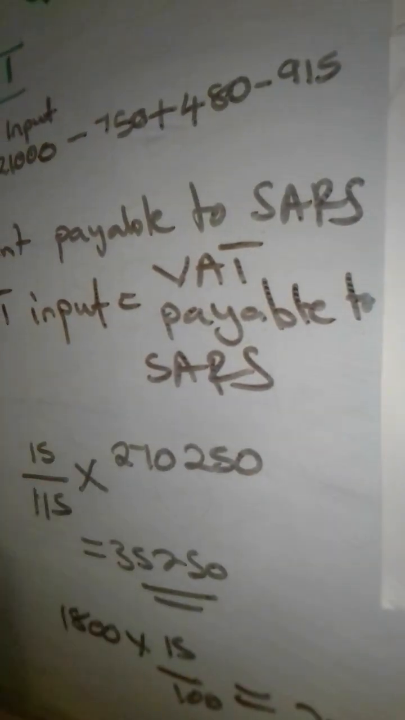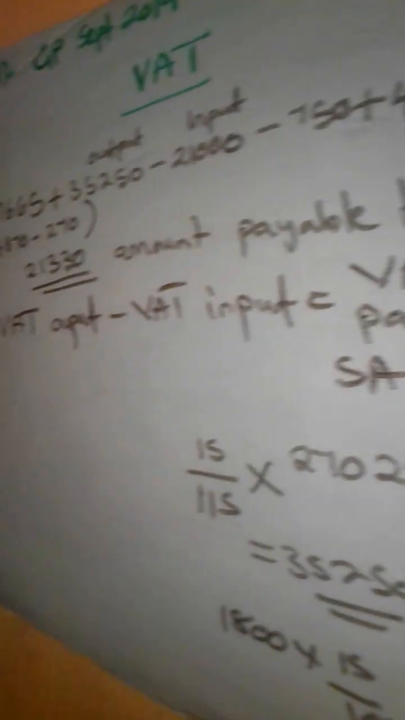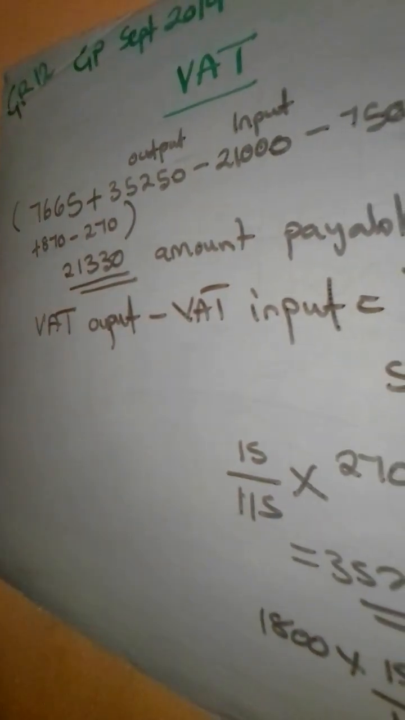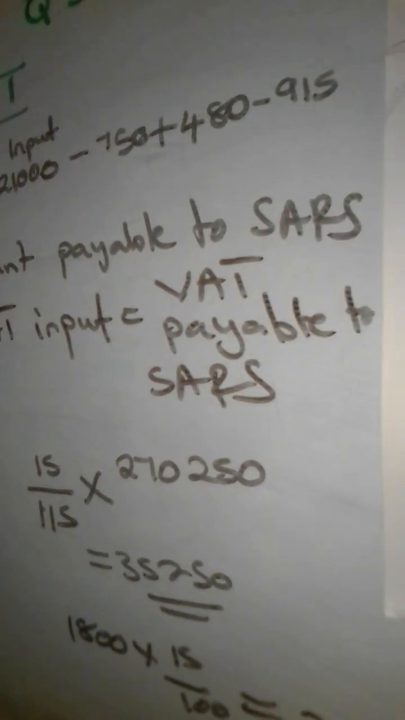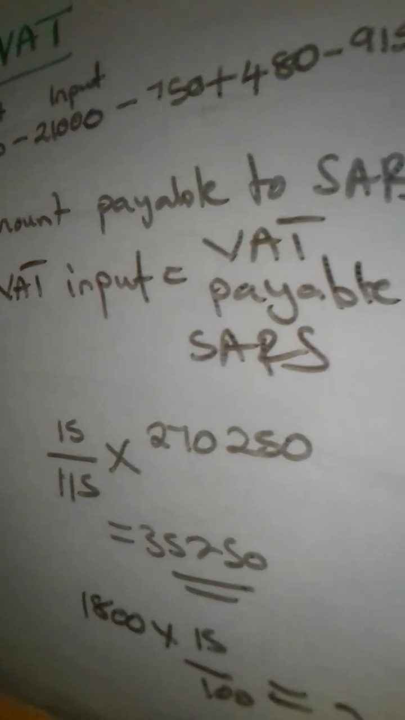I hope you have understood that calculation that I've done. I have not done a T account here, but if you want to do the T account, you can also do it. Remember the output on the credit side and then the input on the debit side, and then you balance. Okay, thank you.